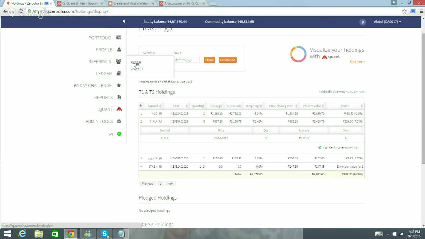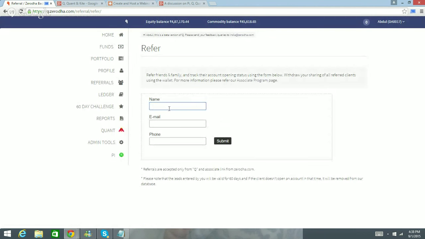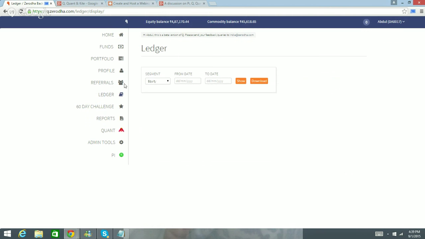Referrals are quite self-explanatory. If people want to refer, as I said, you give a name, email and phone number. After you've referred someone, you can look at the wallet, which will show any earnings. This person doesn't have any. This is self-explanatory, all of this.